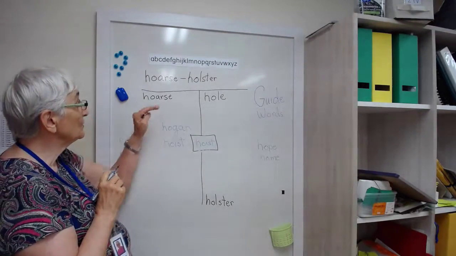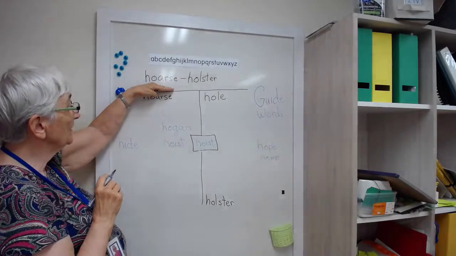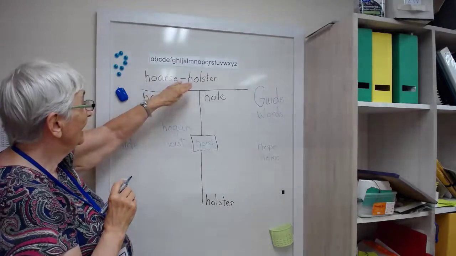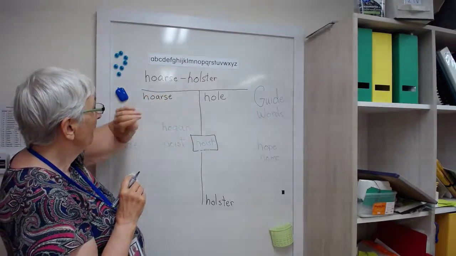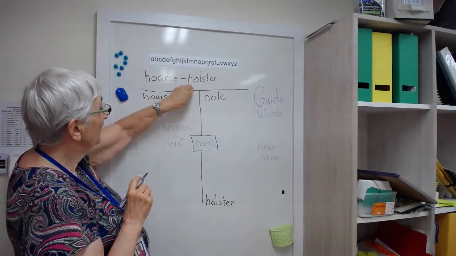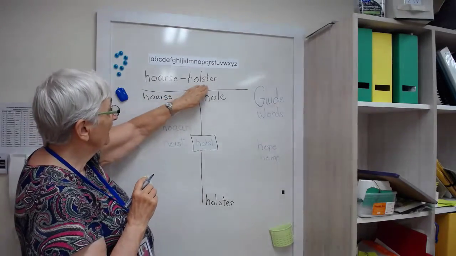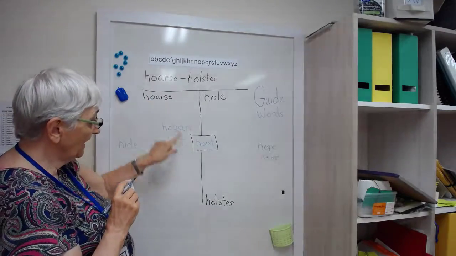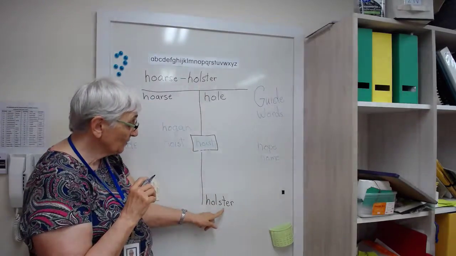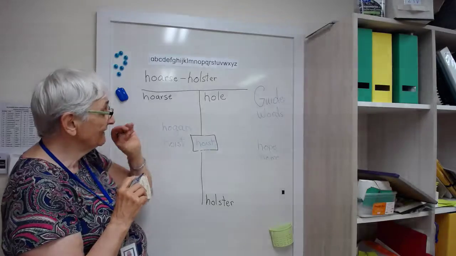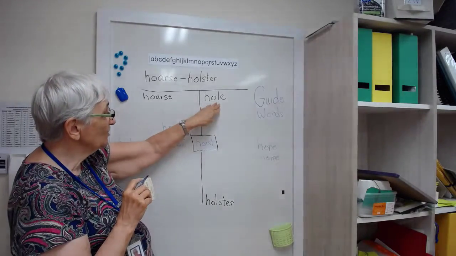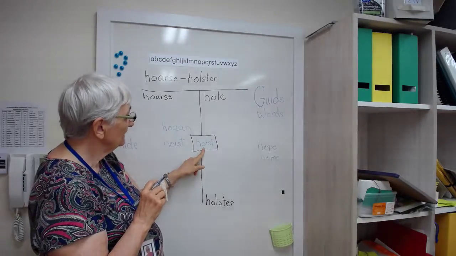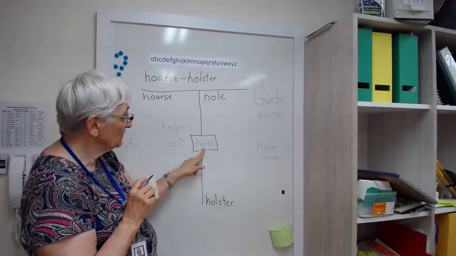All right. So today we were practicing finding where words would belong on a dictionary page. The guide words for this page were H-O-A-R-S-T and the second one was H-O-L-S-T-E-R, this being the first word on the page, this being the last word on the page, and the secondary guide word we used was H-O-L-E. We put the target word here in the middle to decide if it was going to be on the page.